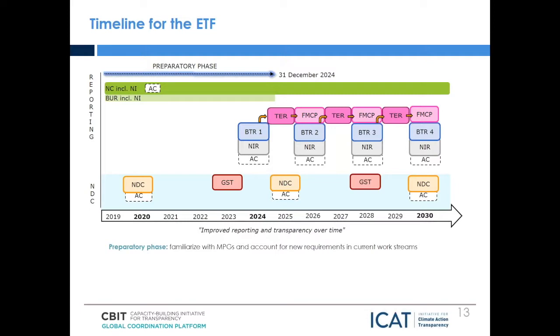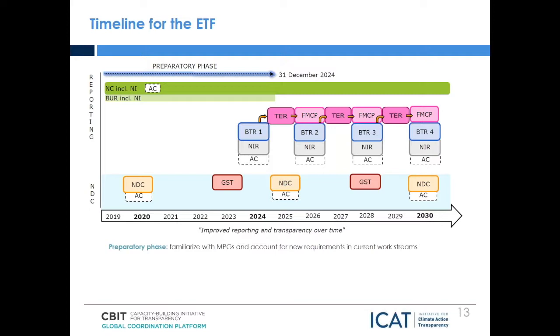They are definitely of relevance for also other submissions under the convention, which includes the NDCs, for example, and the national communication. And if you remember the previous figure, which was talking about the NDCs and the links between the NDCs and the BTR, there are definitely some links that are very, very obvious.